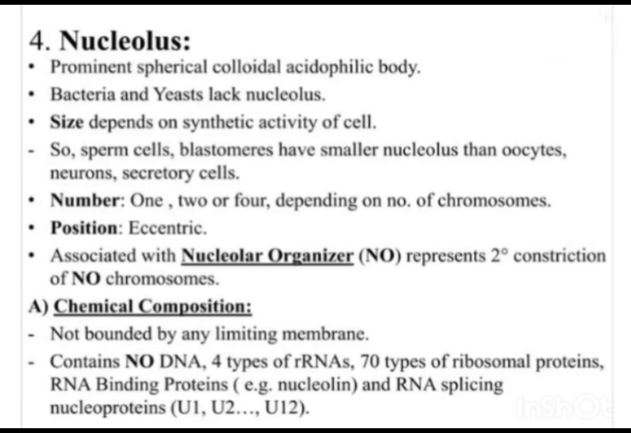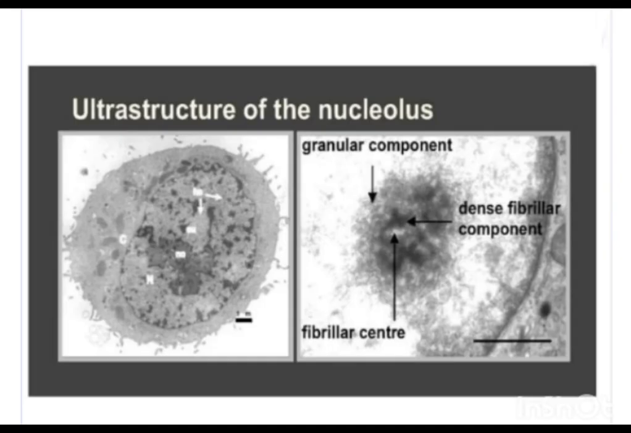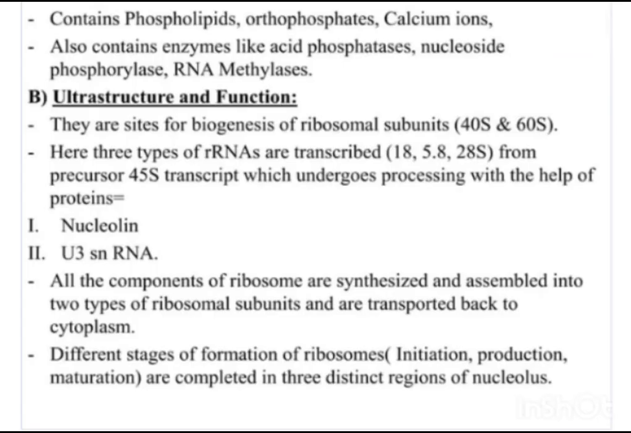Chemical composition. Not bounded by any limiting membrane. Contains DNA, 4 types of rRNAs, 70 types of ribosomal proteins, RNA binding proteins and RNA splicing nucleoproteins. Now we can see the ultrastructure of a nucleolus as seen through a microscope. The nucleolus contains phospholipids, orthophosphates, calcium ions, and also enzymes like acid phosphatases, nucleoside phosphorylase, RNA methylases.